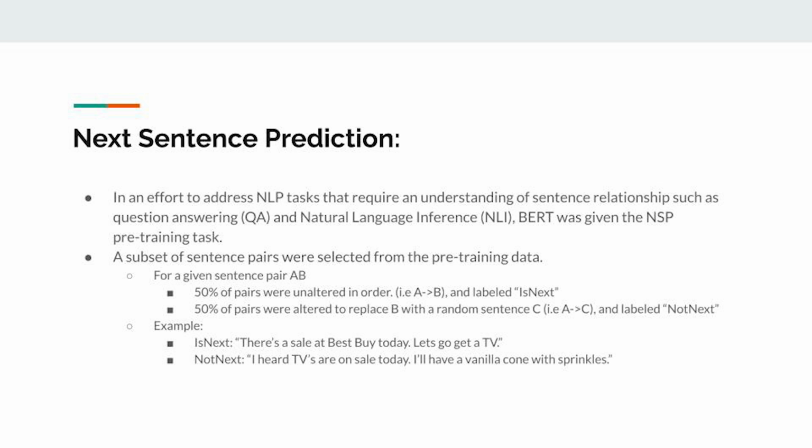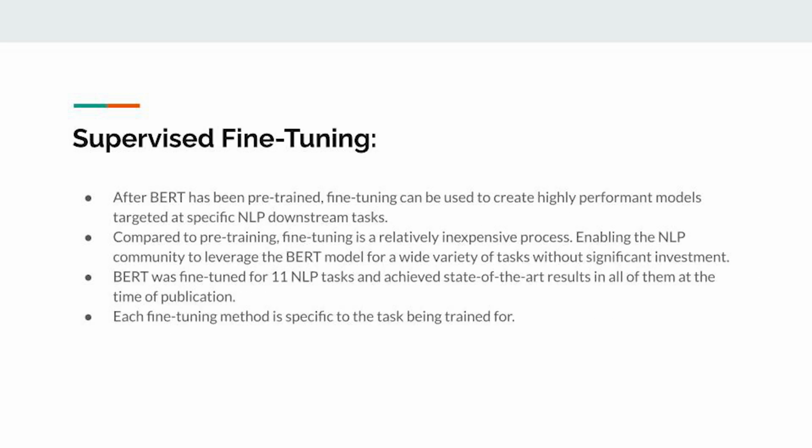It's worth mentioning that the NSP and MLM tasks were run in parallel during pre-training so that BERT had token context and sentence context baked into the pre-trained model. The next step for BERT is supervised fine-tuning. After BERT has been pre-trained, fine-tuning can be used to create a highly performant model targeted at specific NLP tasks. Compared to pre-training, fine-tuning is a relatively inexpensive process, enabling the NLP community to leverage BERT for a wide variety of tasks without significant financial or time investment.